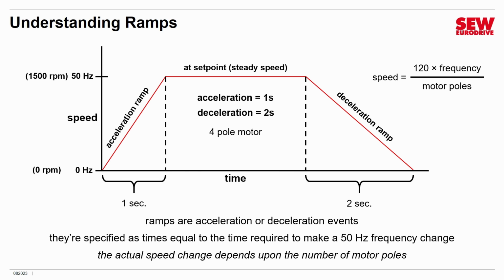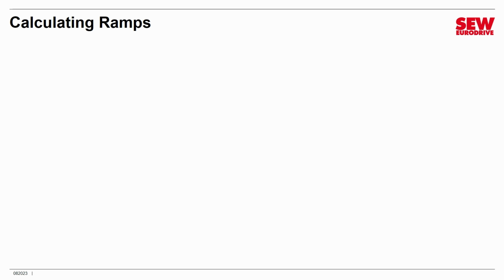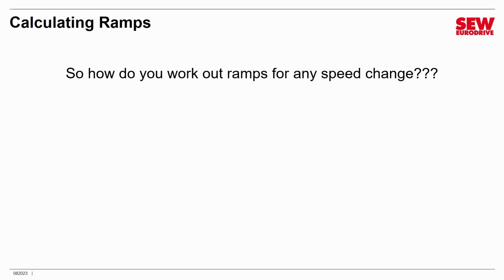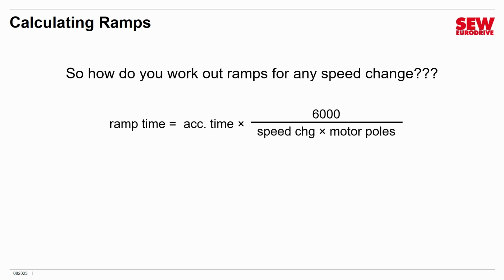Now that does make reasonable sense, but as we know, there are a variety of motors out there, and also we want to make other kinds of speed changes, so that leads us into the question, what do we do if we want to work out some other speed change? Well, glad you asked, because I have an equation here which kind of gets around all these complications, and here it is. This allows us to calculate the ramp time, which we put into a parameter that will give us the desired acceleration. Let's define these terms and then we'll do an example problem.